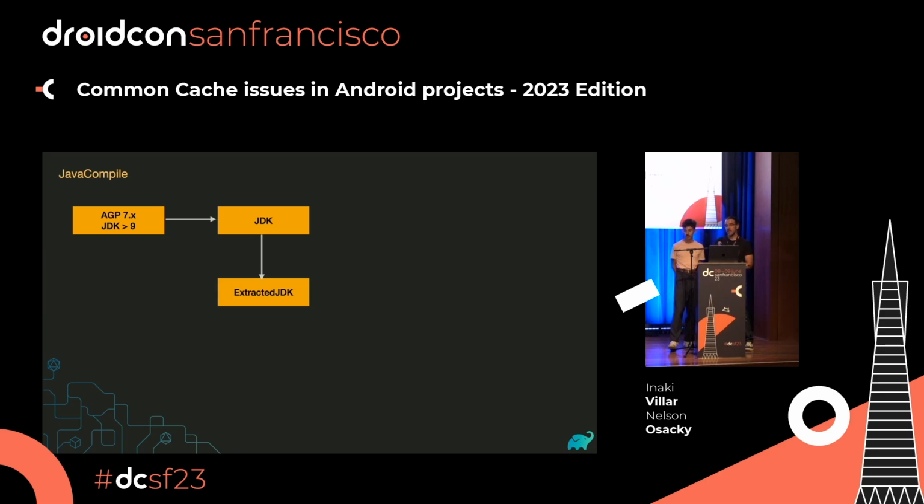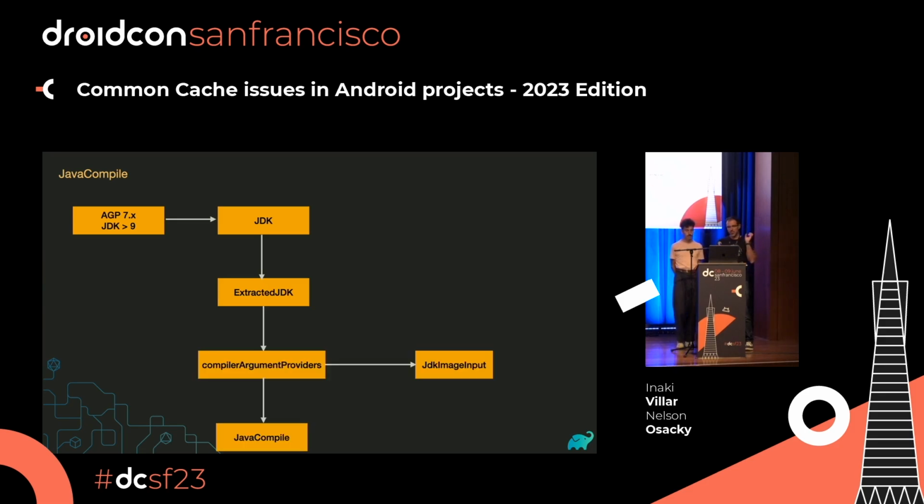Since Android Gradle Plugin 7, when you have source compatibility 9, the Android Gradle Plugin is going to apply a transformation on the JDK runtime. Why? Because at the end of the day, you don't need everything in the JDK, right? You only need the classes that are relevant to the Android component. Later, once the Android Gradle Plugin has stripped this Java runtime, it is included as a compiler argument provider. So far, so good. If you have the same Java version and the same vendor, you are going to generate the same transformed output.